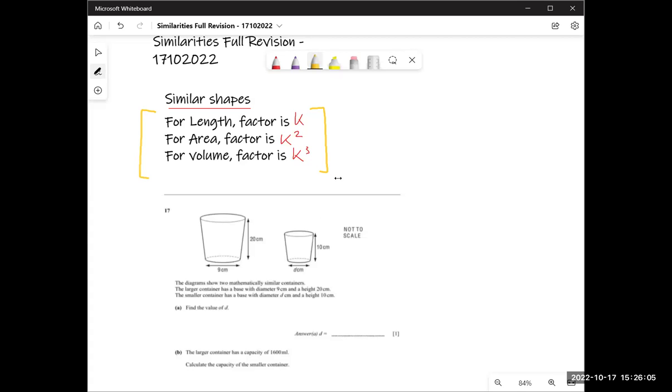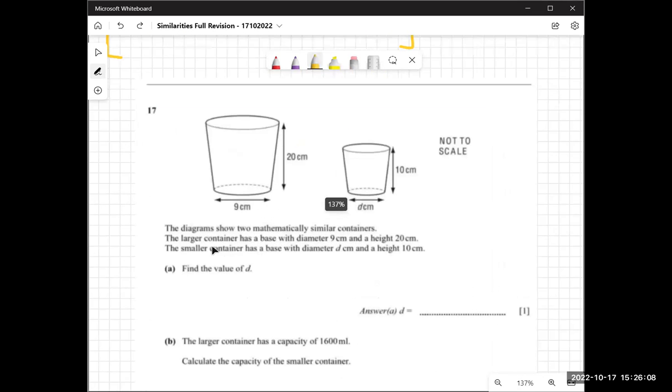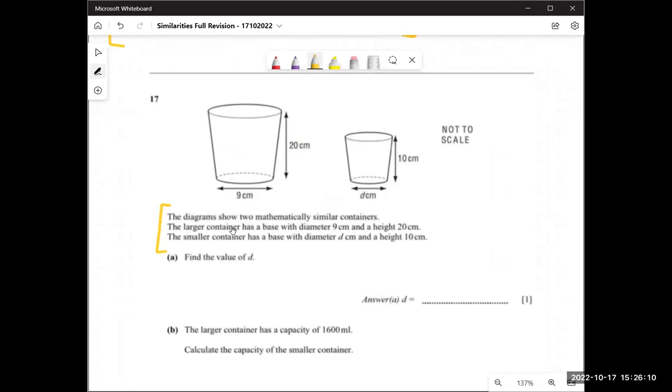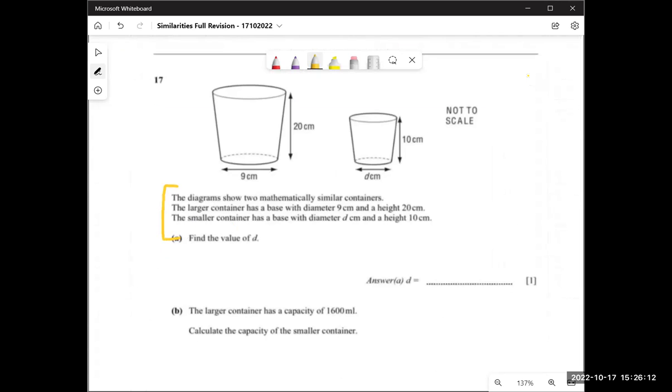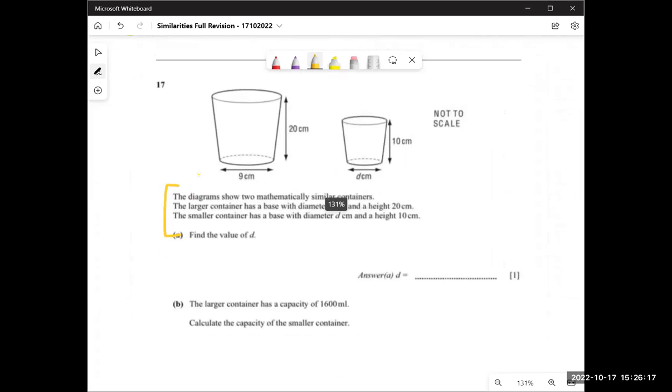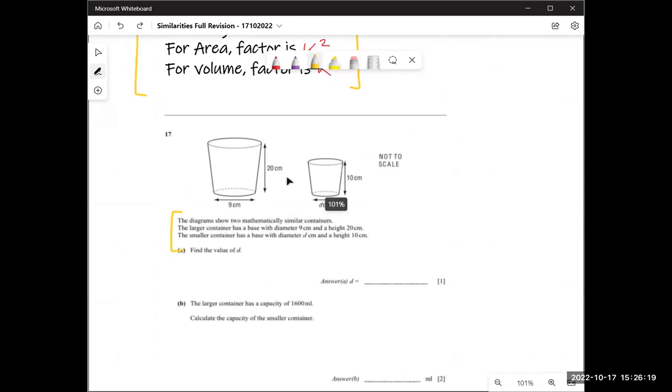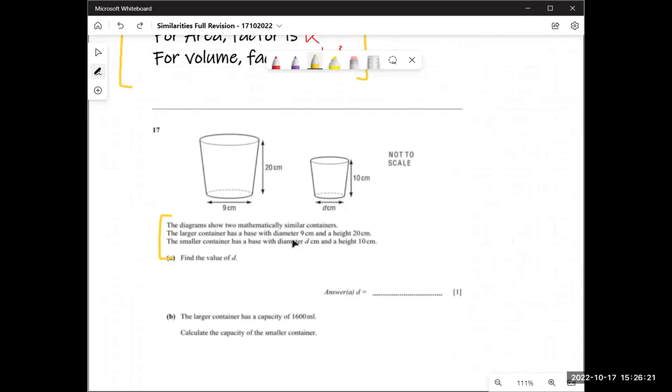Let's continue. The first question is, Zara, or Rachit, read the question. Yes, sir. The diagram shows two mathematically similar containers. The larger container has a base with a diameter of 9 centimeters and a height of 20 centimeters. The smaller container has a base with diameter d centimeters and height 10 centimeters. Find the value of d.